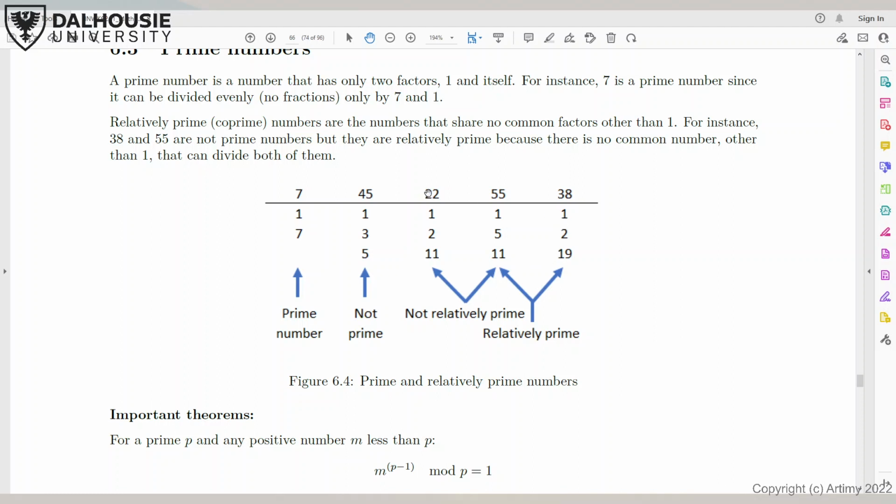Now, take 22 and 38, they are not coprime because they share factor 2. Take 45 and 55, they're not coprime because they share factor 5. But 45 and 38, they are coprimes because they don't have any common factor in between. So the only factor is 1. So 45 and 38 are coprime. Okay.